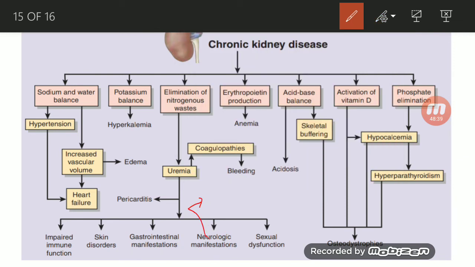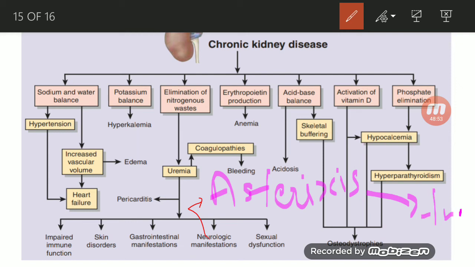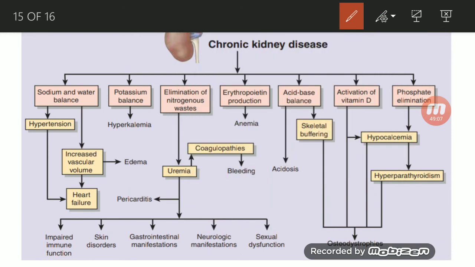In case of neurological manifestations, which generally show up as tremors in your hand, and furthermore an increase in your serum urea will cause coma and death as well. So there is going to be coma and death as well.